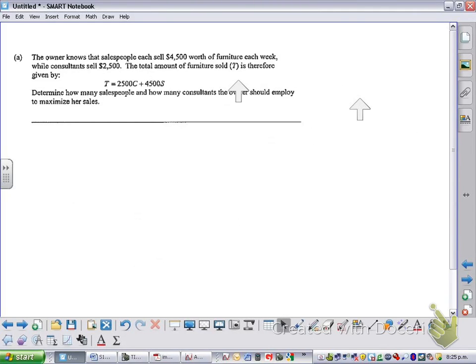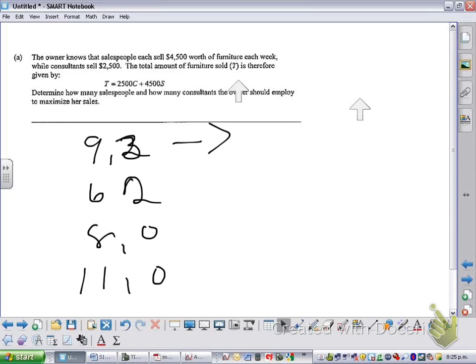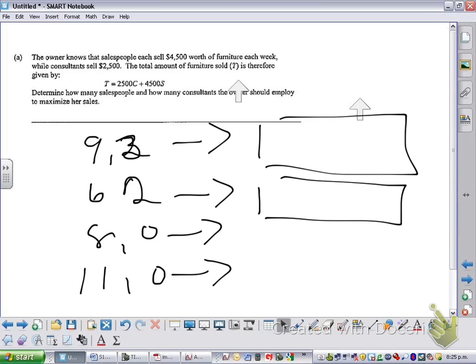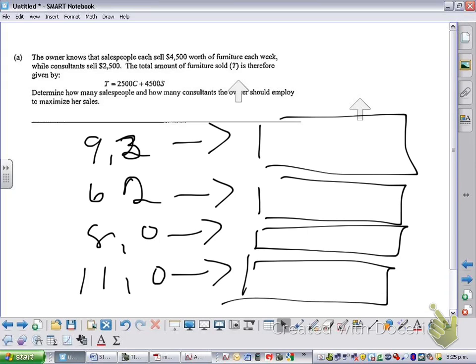Now we have the objective function to find the maximum profit, to find how many salespeople and how many consultants they should employ to maximize their sales. So again, you've got your 9 and 3, 6 and 2, 8 and 0, and 11 and 0. And you simply stick those into that and find your profits for all 4 of those, and make a decision about who gives you the maximum, which combination, and say it and write it down.